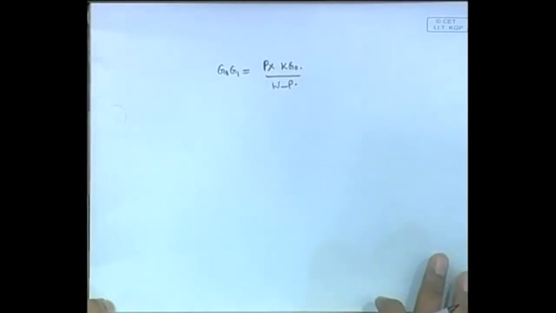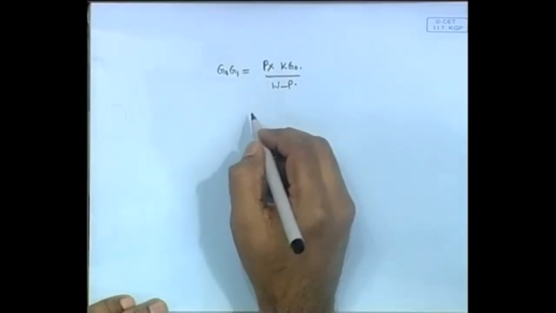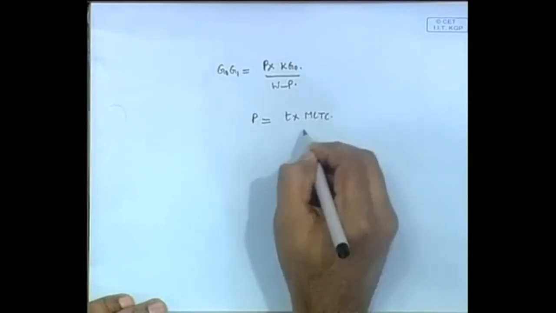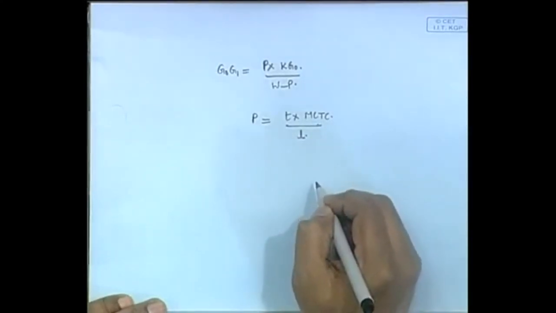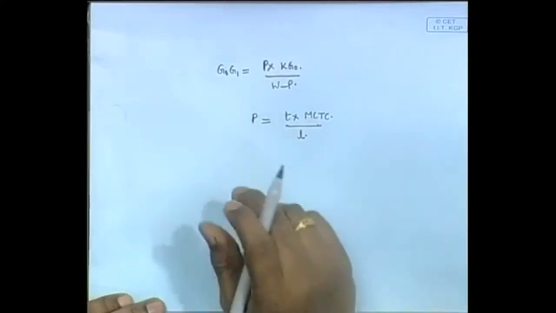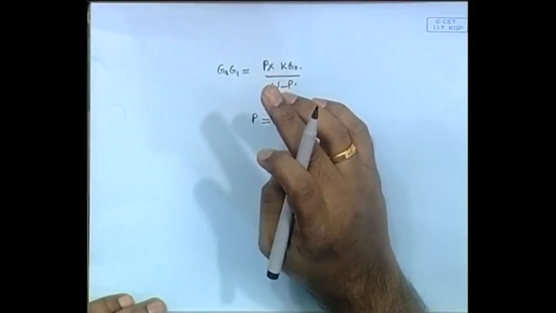Now, it is not an assumption. The ship will go like this only. So, you know what the trim is going to be, you are given the trim. The initial trim is given, aft is 6.7 and forward is 6.1. So, the difference is the trim, you know the trim and therefore, you can find P using this formula: P equals T into MCTC divided by L. T is the initial trim. This one should be change of trim.